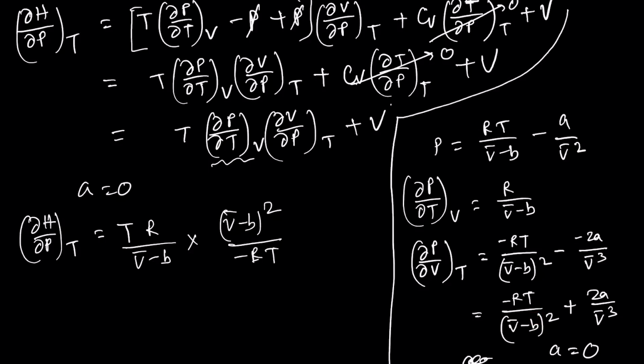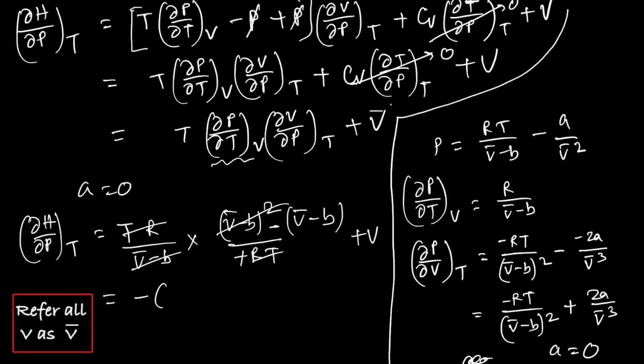Now what I am going to do is that my RT cancels, V minus B cancels, but there is a negative sign, and plus V. So what am I going to get? This V is basically molar volume always, everywhere. So minus V minus B plus V, which is minus V plus B plus V, giving you B. So in case A is 0. If A is non-zero, then you should do this particular algebra, this part, and then invert it and put it there, and you will get an expression.